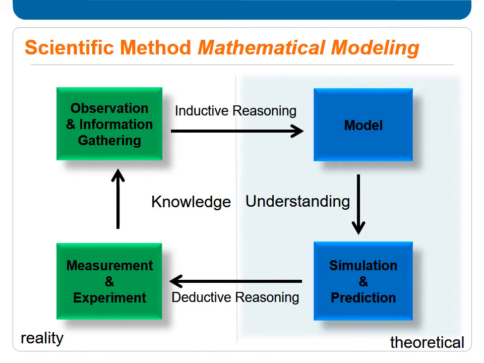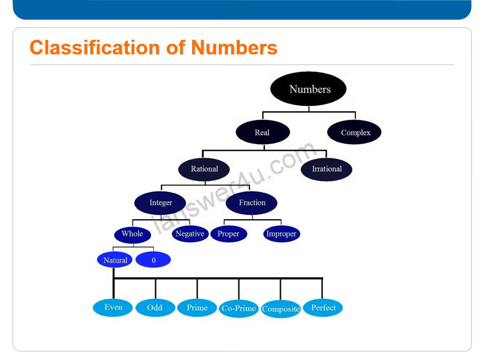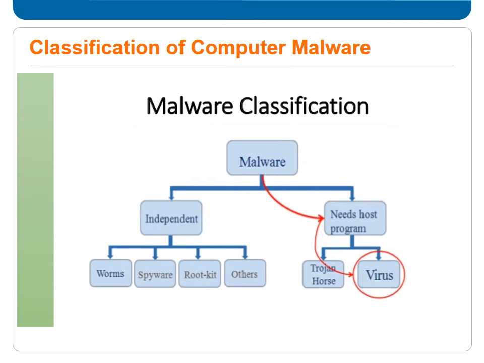Another way of looking at it is that the aggregation of our measurements and observations is our knowledge. It is our reality, whereas our ability to predict and explain that knowledge is our understanding. Modeling is primarily an inductive process, and making predictions is primarily a deductive process. A big part of science is to classify things. A taxonomy is created by evaluating similarities and differences of entities that have been observed. This graphic, for example, shows the classification of numbers. And this graphic shows the classification of malware.